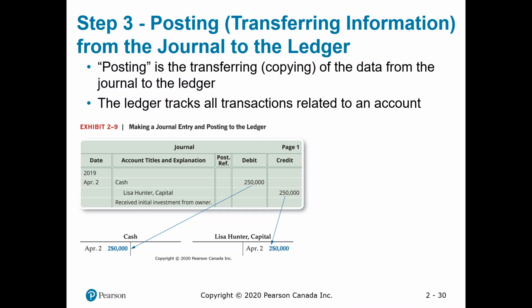So posting is just transferring or copying the data from a journal entry into the ledger. So it's nothing new, we're just looking at it a different way. And each ledger or T account will track all of the transactions for that specific account. So the journal and the ledger are two different ways to track the same information.